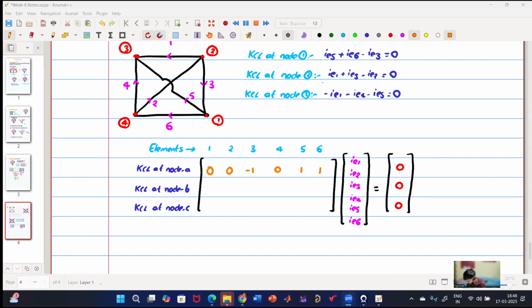Parvatam: 1, minus 1, 1, minus 1, 1, okay, 0, 0, 0. Yeah, very good. And then we'll ask Nandini, can you tell what will be the KCL for node C?